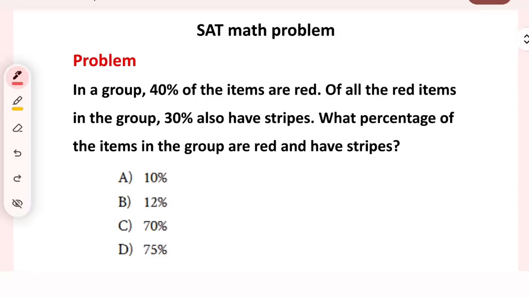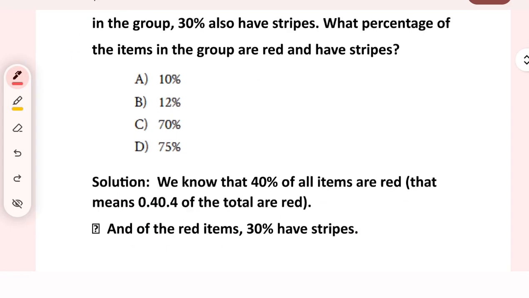I'm going to continue and solve this problem. And of course, I'm going to tell you exactly the approach. Always analyze the problem first before you attack it. So here's our solution.